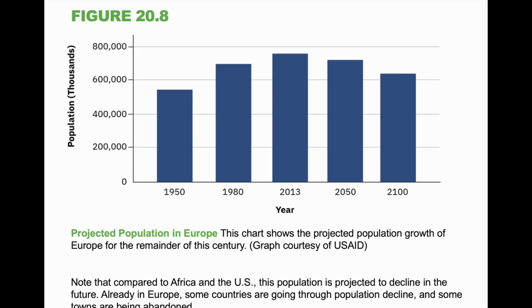Figure 20.8. Projected population in Europe. This chart shows the projected population growth of Europe for the remainder of this century. Graph courtesy of USAID. Note that compared to Africa and the US, this population is projected to decline in the future. Already in Europe, some countries are going through population decline, and some towns are being abandoned.